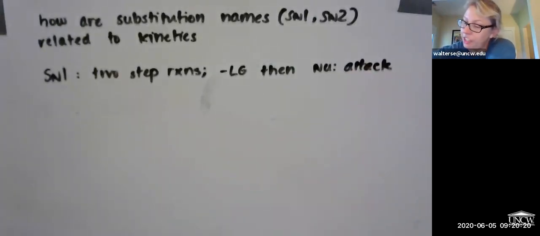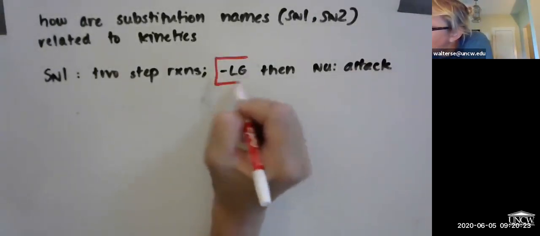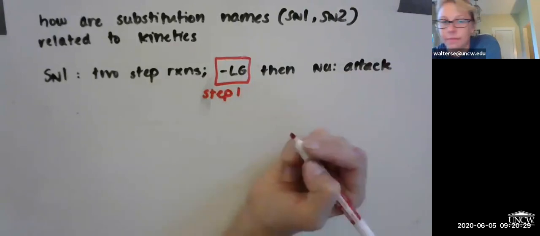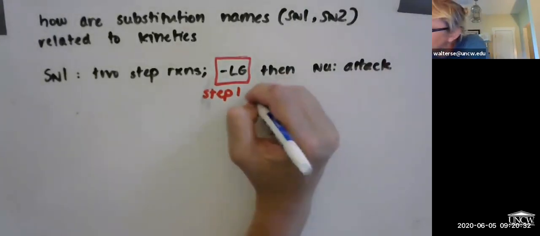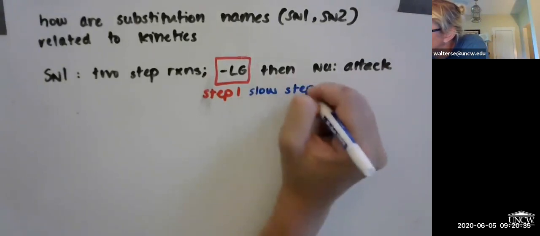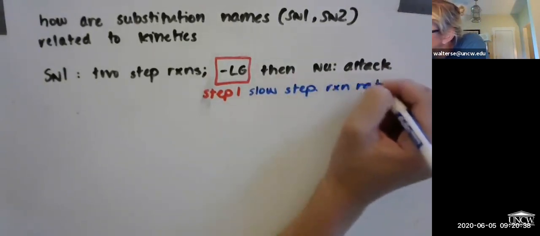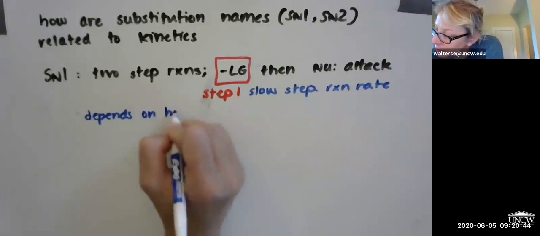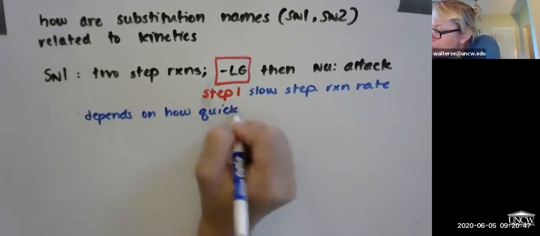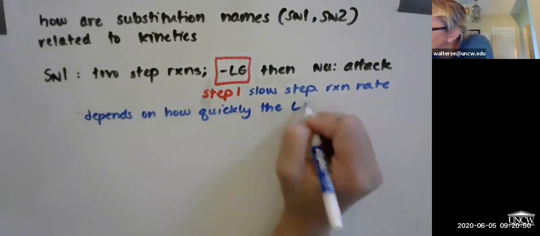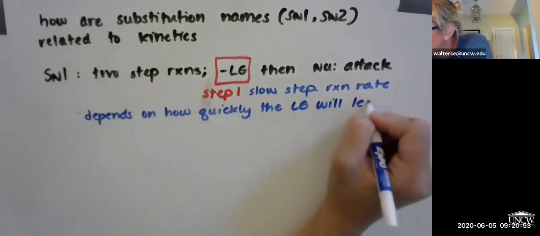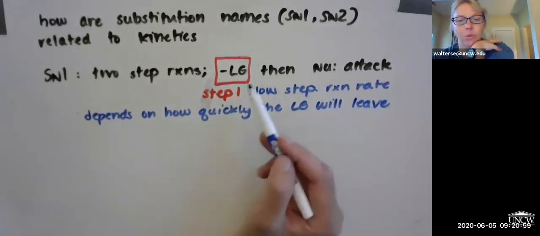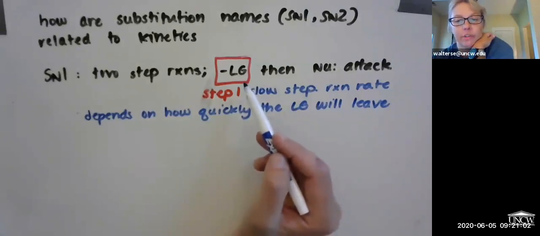So the first step is the loss of the leaving group. This is step one. Okay. Step one is the slow step. The reaction rate depends on how quickly the leaving group leaves. Okay. It has nothing to do with the nucleophile. It's dependent only on the substrate's loss of the leaving group.